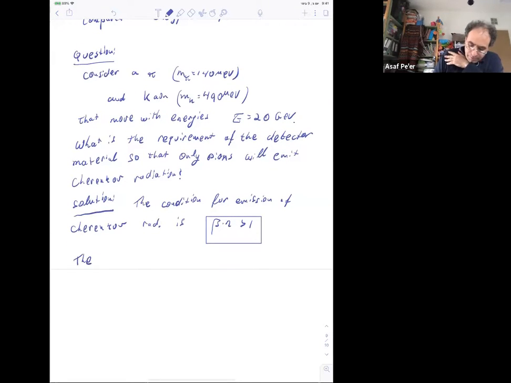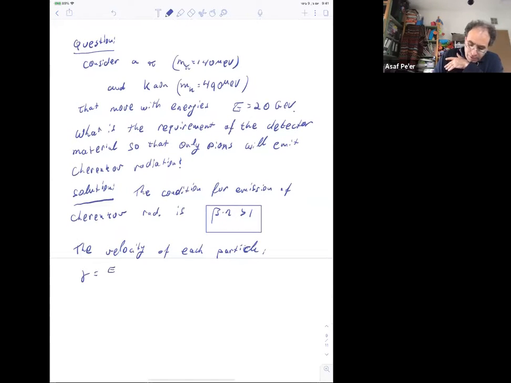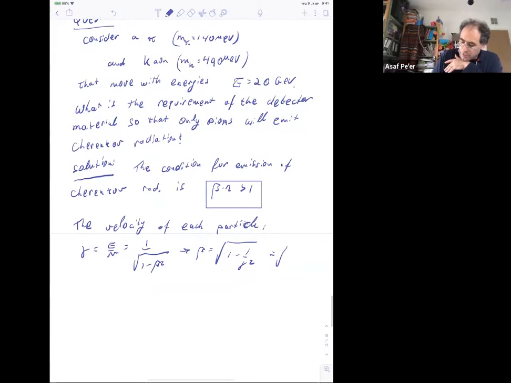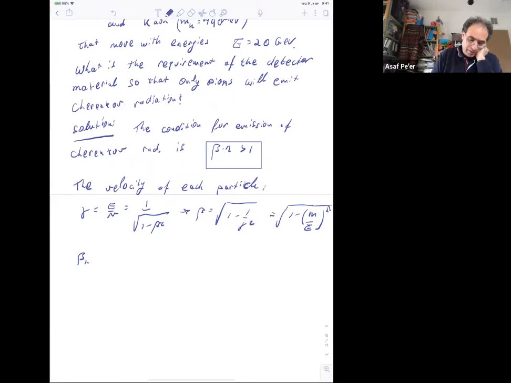Now we can calculate the velocity of each particle, right? So the velocity of each particle. Gamma is E over M, and gamma is 1 over the square root of 1 minus beta squared, which means that beta is the square root of 1 minus (M over E) squared. So we end up that beta pion is 0.99997 roughly, and beta of the kaon is 0.397.